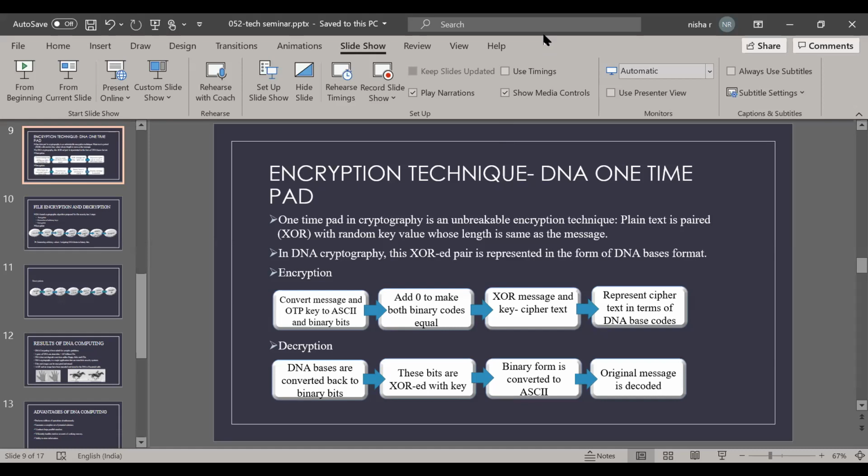The link is being provided in the group. Okay, thank you. Thank you.